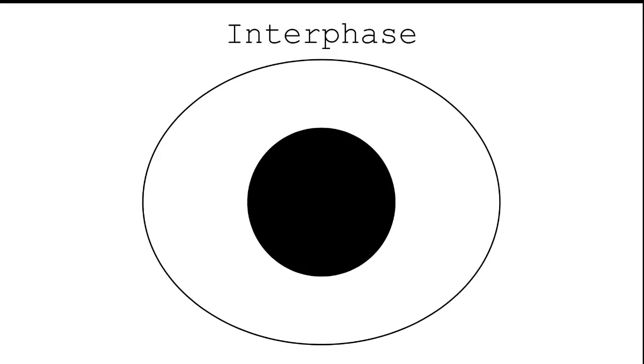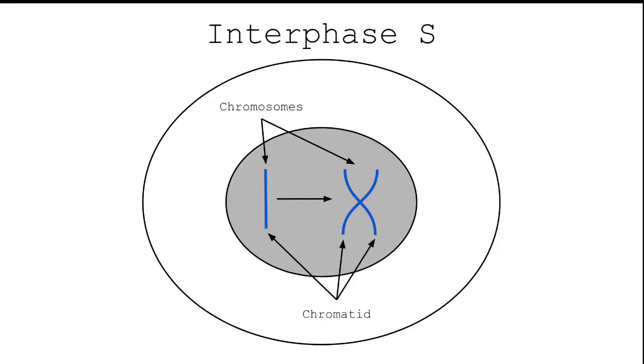Before meiosis starts, the cell is in interphase. In interphase, the cell is growing and doing all of its normal activities. But we're more interested in interphase S. In interphase S, each chromatid is replicated so that each chromosome has 2 chromatids instead of 1. Now that all the chromatids have been replicated, meiosis can finally start.